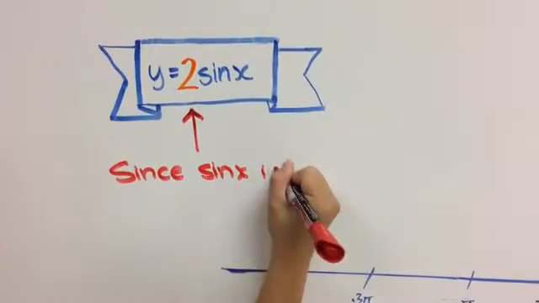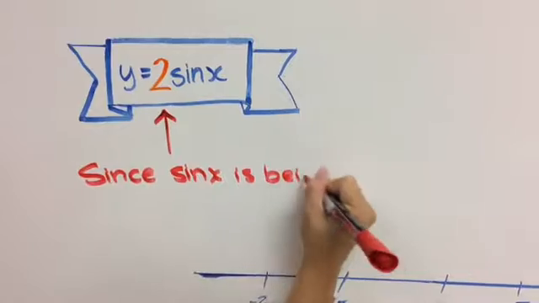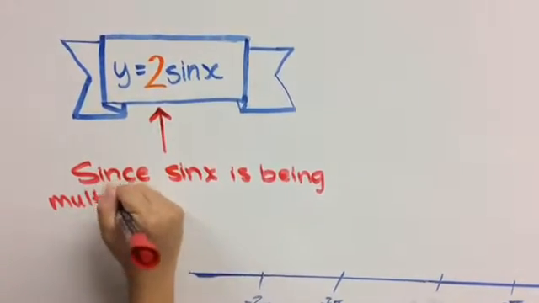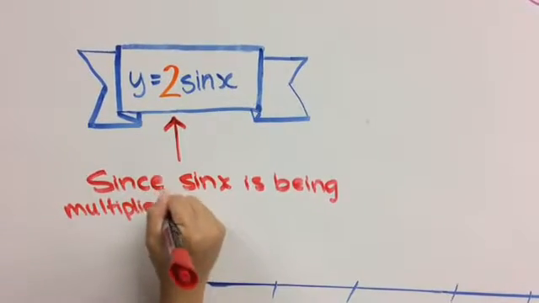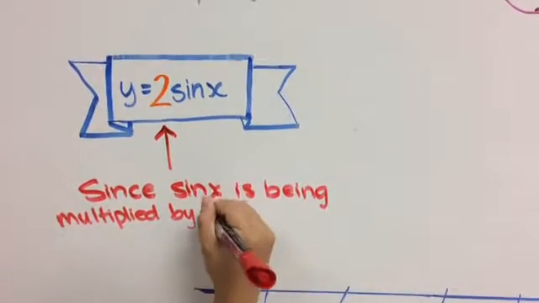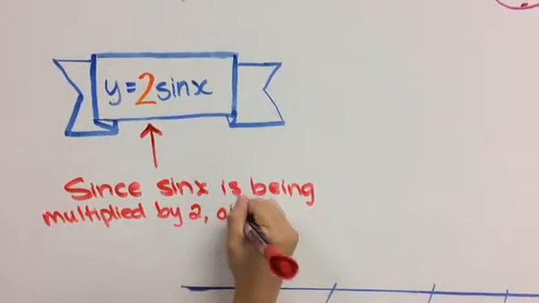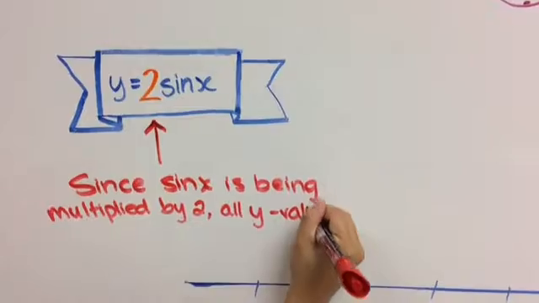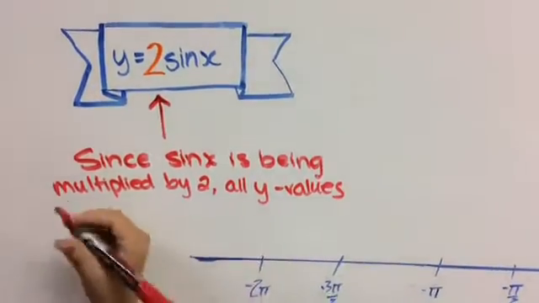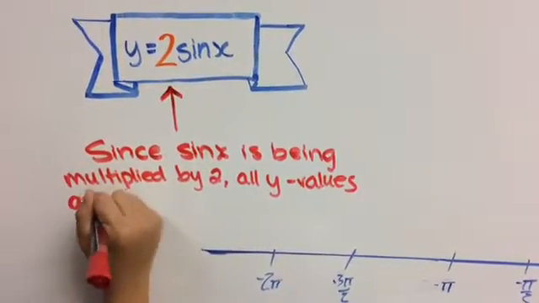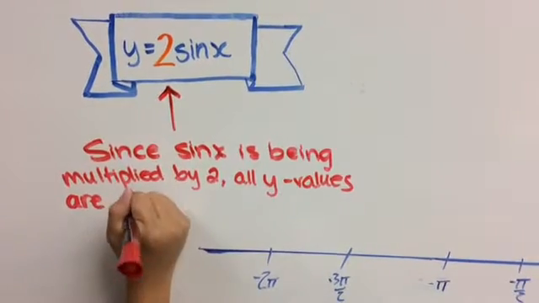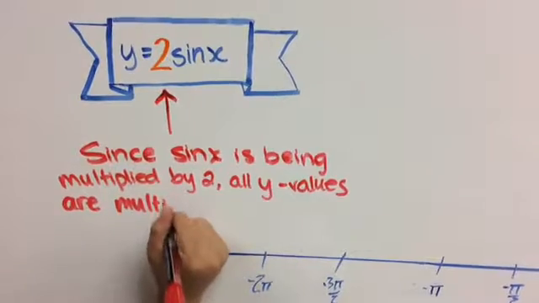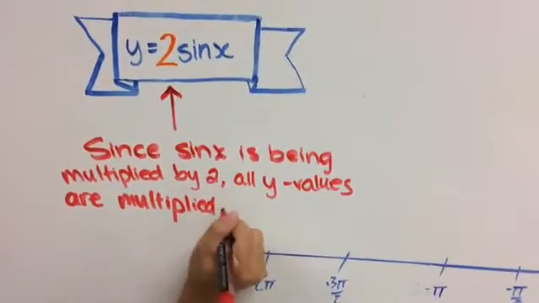For the next part, we are going to go over how to graph a vertical stretch or compression on a sine function. In this example, we will be using the equation y equals 2 sine x. 2, the number in front of the function, represents a vertical stretch, since 2 is a positive number. What this means is that the 2 will now be the new amplitude of the graph. Since sine x is being multiplied by 2, all y values are also multiplied by 2, and the graph is 2 times bigger vertically.